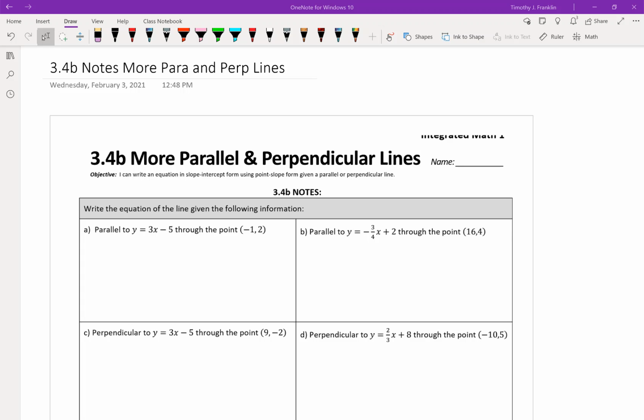In these notes, we're going to be continuing the work with parallel and perpendicular lines, where in the last notes we just looked at the relationship between the equations of parallel lines and the equations of perpendicular lines, specifically that the slope of parallel lines is the same and the slope of perpendicular lines is opposite reciprocal. What we're going to be doing today is actually using this information to write the equation of a line if we know a parallel or perpendicular line and a point that the line goes through. So we'll do some examples about that.